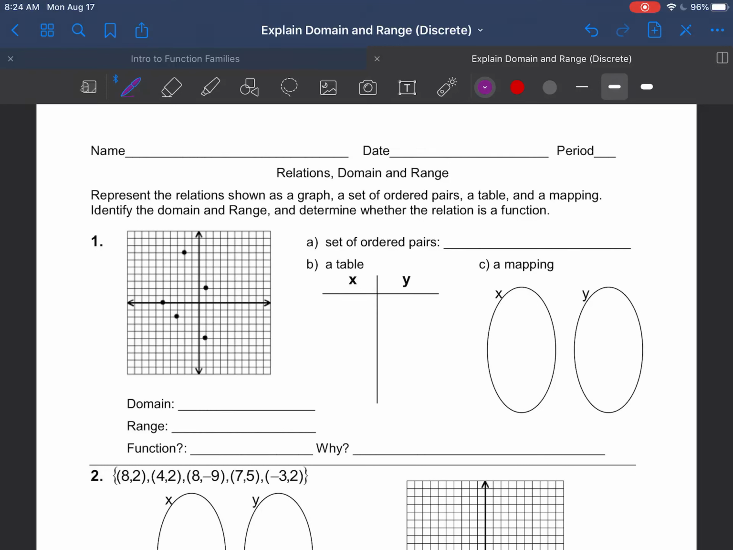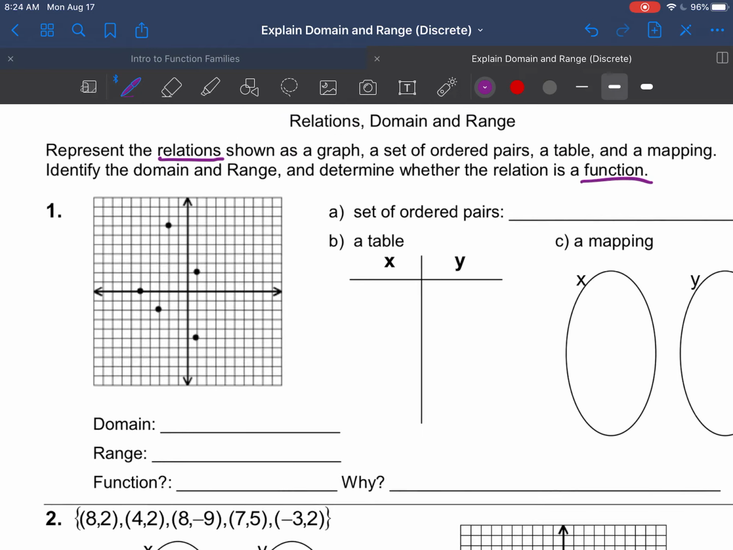Okay, so let's dive a little bit deeper into domain and range. The directions say represent the relations, we're going to decide if they're functions a little bit later, shown as a graph, set of ordered pairs, a table, and a mapping. Identify the domain and range and determine whether the relation is a function.